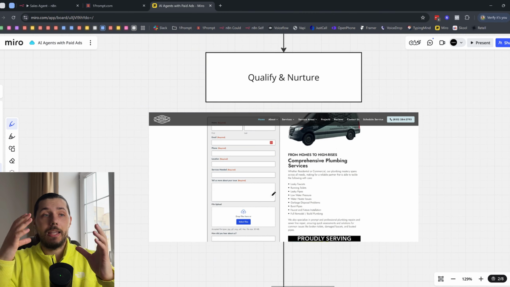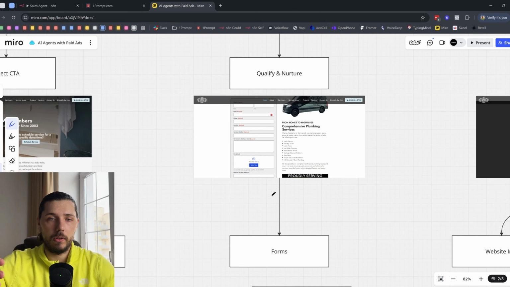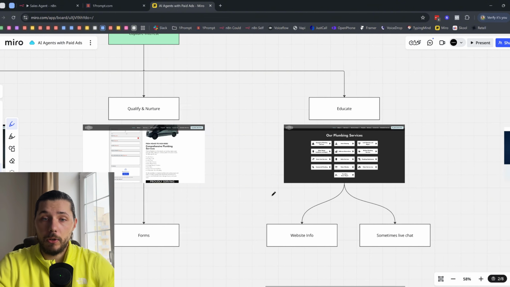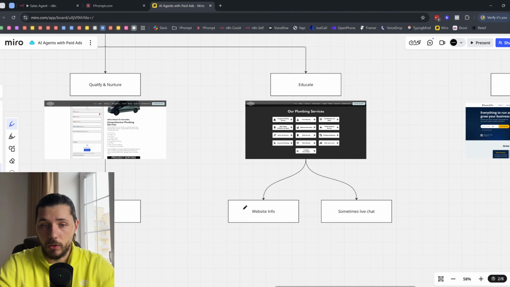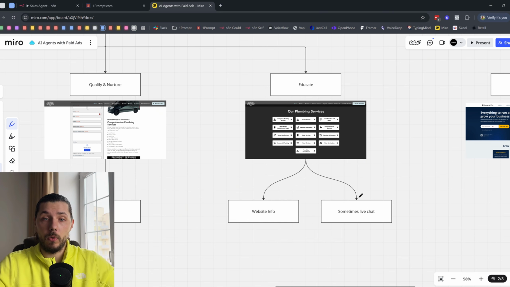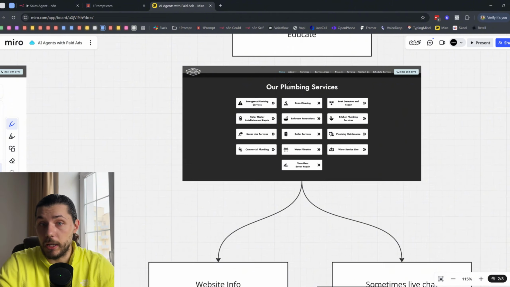This information is captured and then sent to the actual CRM and the software where the sales rep analyzes it, and if it's a good fit, they give it a call. And the third one is educating through the content on the website or through the live chat. Education is very important, especially when they are selling more complex services or services that involve a lot of personalization and customization, like for example plumbing.